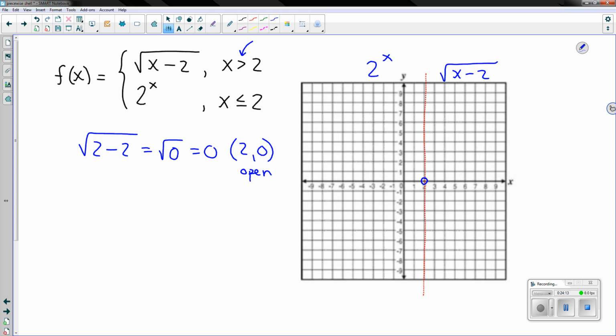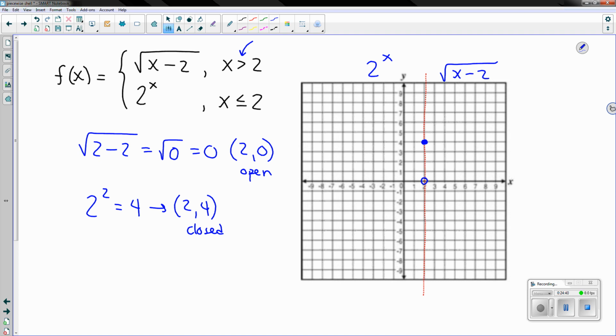Then I'm going to substitute 2 into 2 to the x. So it's going to be 2 to the second, which is 4. So input of 2, output of 4. Now 2 is an included domain value for 2 to the x. I can plug it in, I get a valid output. So it is included in that region, so we're going to put a closed circle there. So at (2, 4), let's put a closed circle.